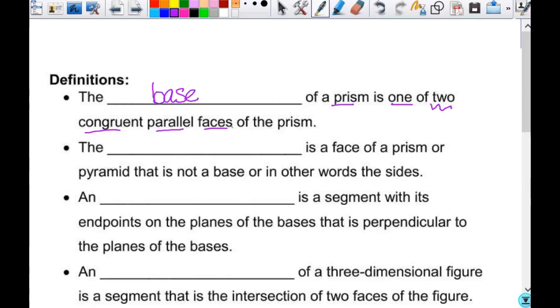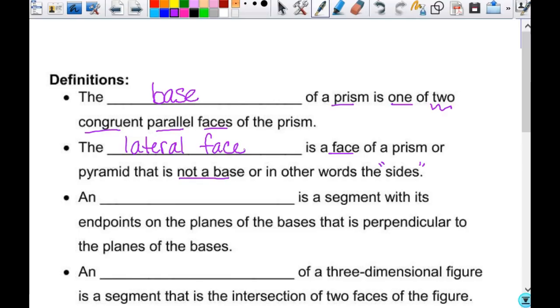And then the blank is a face of a prism or pyramid that is not a base, or in other words, the sides, but remember, it really could be the bottom. That's kind of not, put those in quotes, I don't really like that. But this is called a lateral face. Lateral kind of meaning side. Think about a lateral pass, right? It's not sideways, so it's kind of the sides.